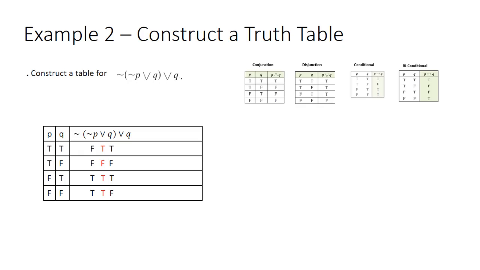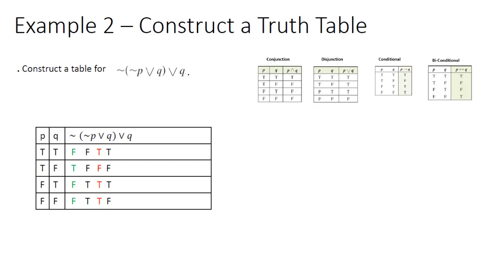So I have false, true, so it is true. False, false, this is false. True, true, it is true. And true, false, it is true. Now from there, I work to the left. The truth value of the parentheses appears in red.